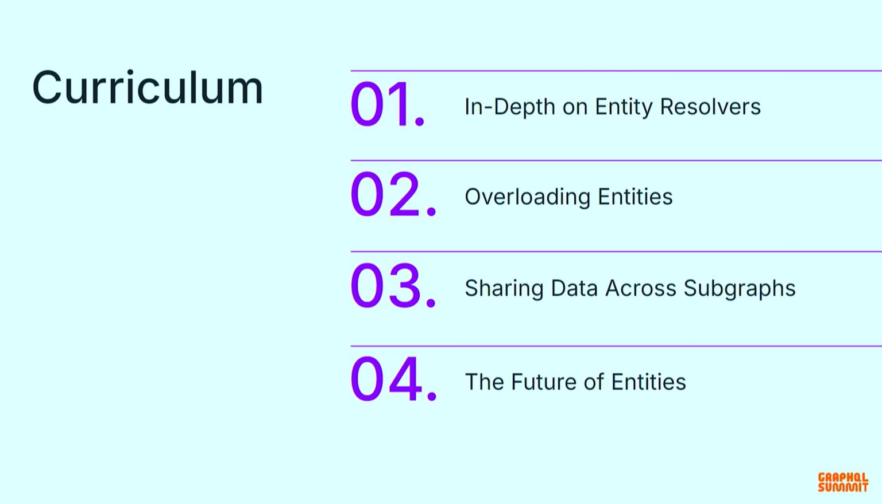Let's talk about our curriculum for the course today. We're going to first start off going in depth on entity resolvers. What does an entity resolver actually mean? How does it execute a query plan? Then we're going to talk about something that I call overloading entities, and we'll dive more into that. And then hopefully with that knowledge we're going to learn about a better way we can share data across our subgraphs. And then I want to wrap it up with a little bit of a sneak peek of the future of entities and what it means with the new GraphQL Federation spec.